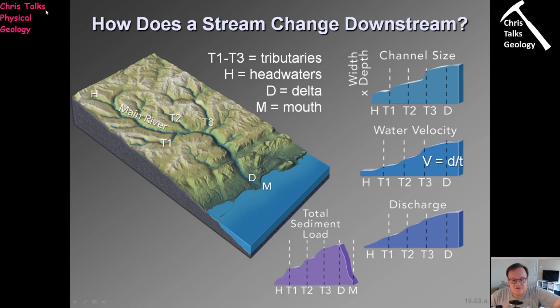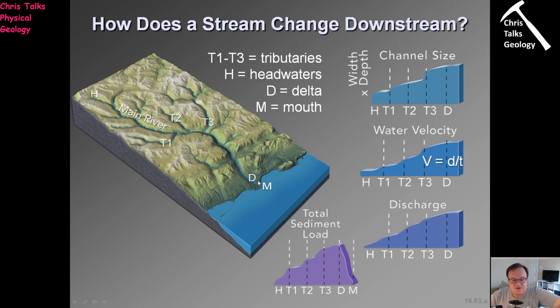In contrast, as the river moves downstream, it has sediment added from tributary 1, tributary 2, and tributary 3. And they are all going to be adding more and more material to your river. So the total amount of sediment your river is carrying is getting higher and higher and higher as you go downstream. Now, the highest sediment load is going to be at the delta.